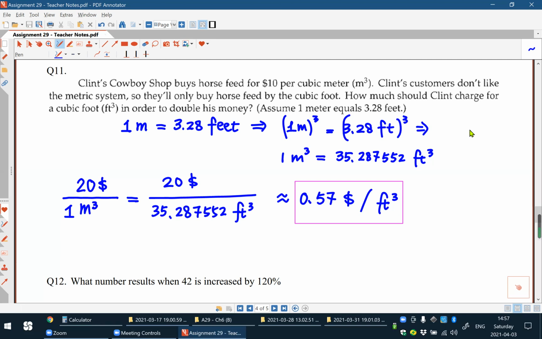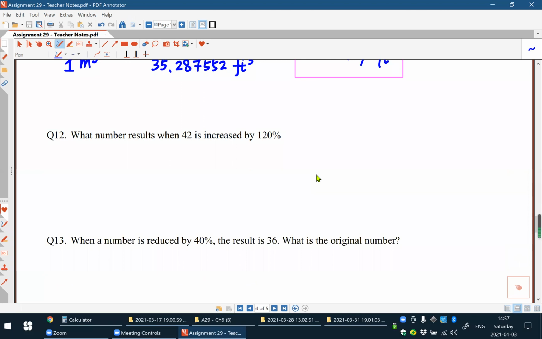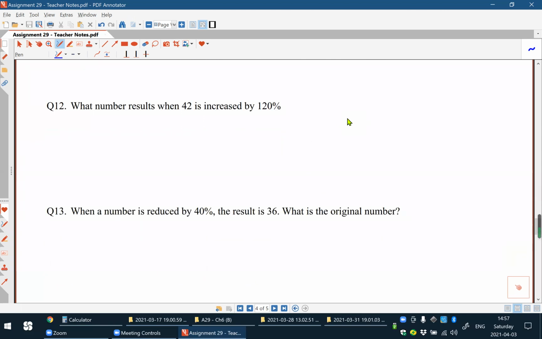Oh, all right, let's see question 12. What number results when 42 is increased by 120%? Okay, 42 increased by 120%, right? So this is a first method to calculate this.